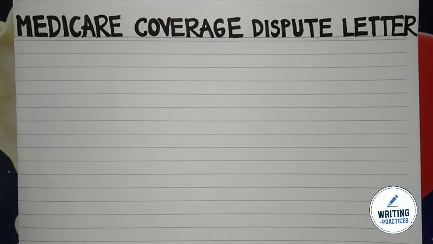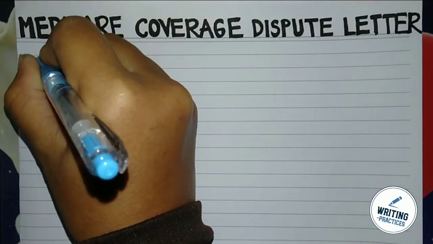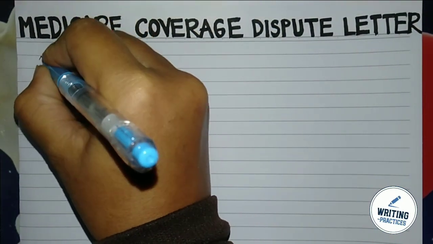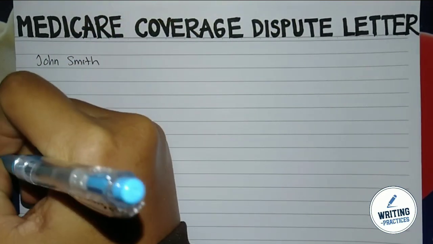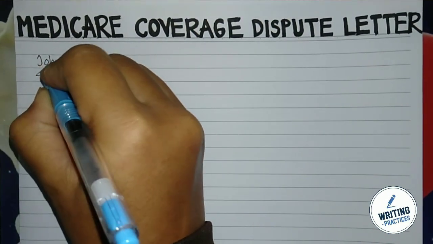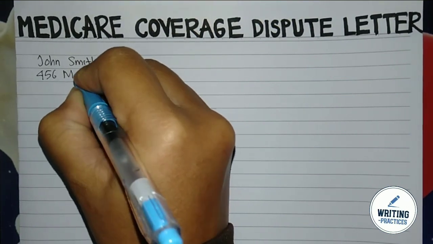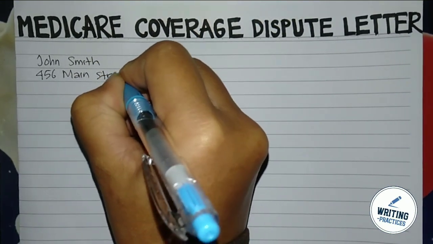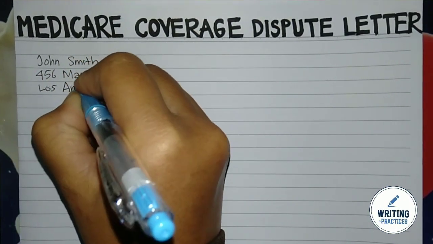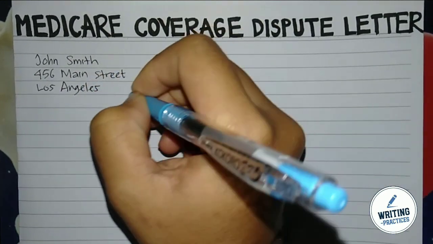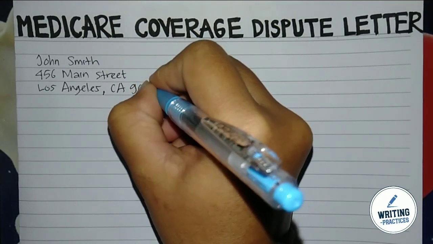Today, we are going to learn how to write a Medicare Coverage Dispute Letter. What is a Medicare Coverage Dispute Letter? A Medicare Coverage Dispute Letter is a written communication that a Medicare beneficiary, or their representative sends to Medicare or their Medicare Advantage Plan, Part C, to formally challenge or dispute a decision related to coverage or payment for a specific medical service or treatment. These disputes often arise when Medicare denies coverage for a particular healthcare service, procedure, or medication. Here, Writing Practices will show you how to write a Medicare Coverage Dispute Letter step by step.